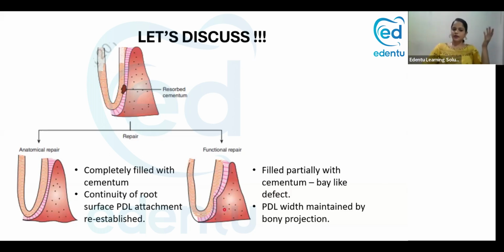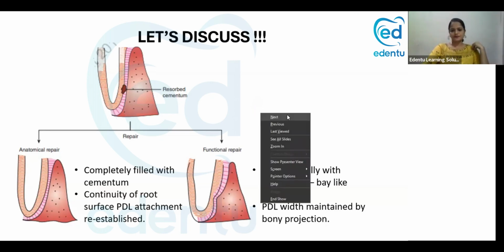So in anatomical repair, the cementum will be as new as the old one, whereas in functional repair, there will usually be a bay-like defect and a bony projection. So it is not actually repaired, but for the time being the defect is just filled with the help of the bone.